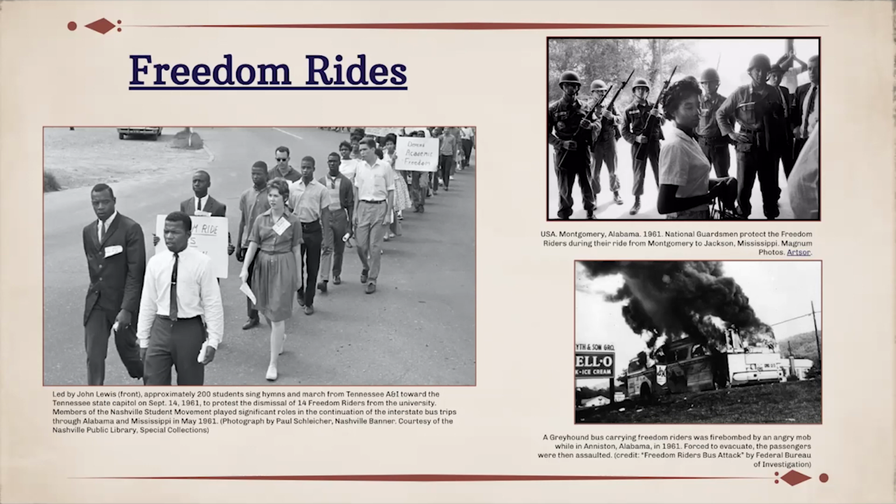And so they got on buses starting in Washington, D.C., and they were bussed through the South, and they encountered fierce opposition. You can see in the bottom photo the Greyhound bus carrying Freedom Riders was actually firebombed by an angry mob, and they were harassed when they would stop for food, and they actually had to have National Guardsmen come and protect them in order to complete these Freedom Rides.